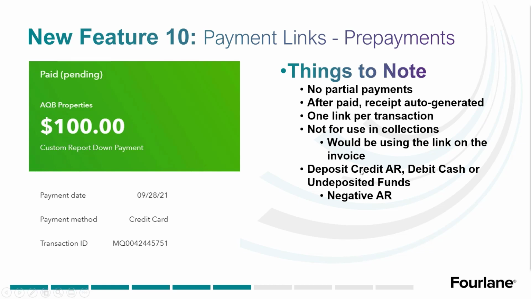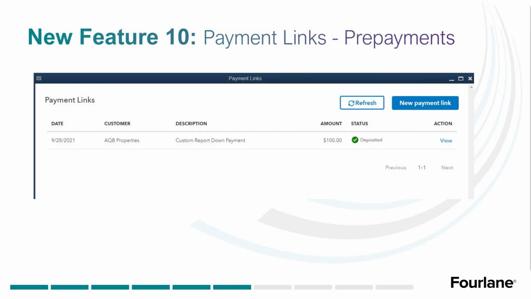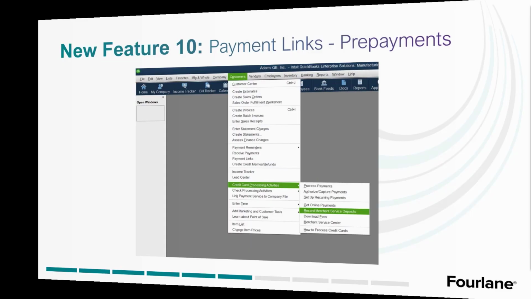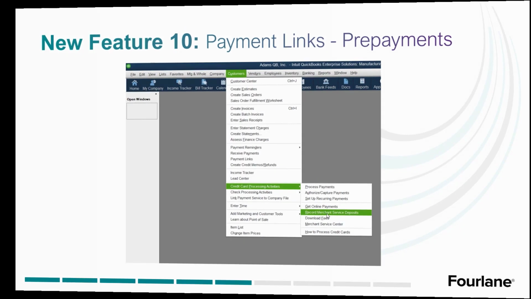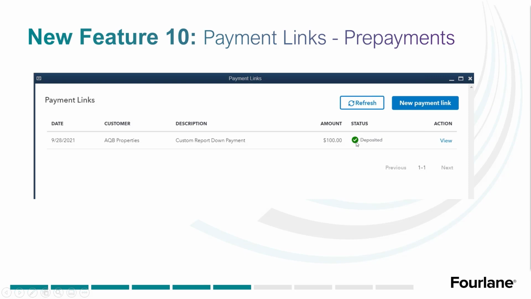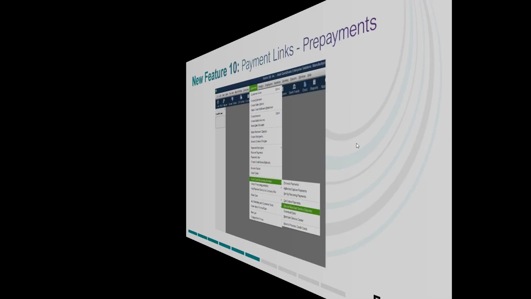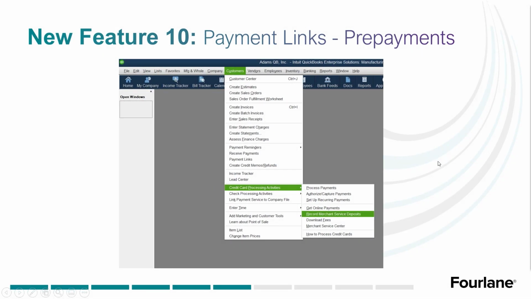And then the deposit credits a negative AR, debits cash or undeposited funds, negative AR, that's the result. Once you come in here, you would then go into record. I'm sorry, when you see this, right, you see, oh, it's deposited, we're ready to go. You would come in and record merchant service deposits under credit card processing activities.